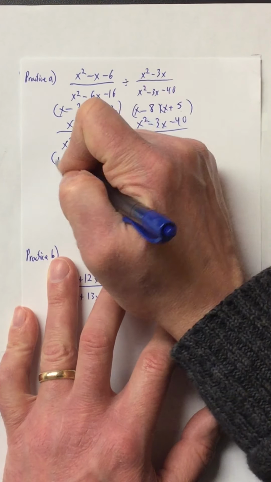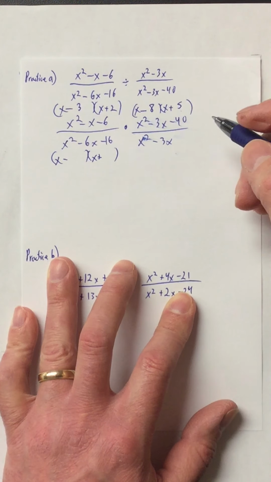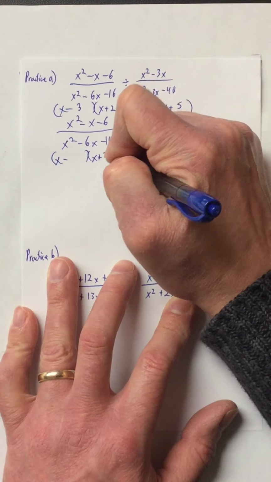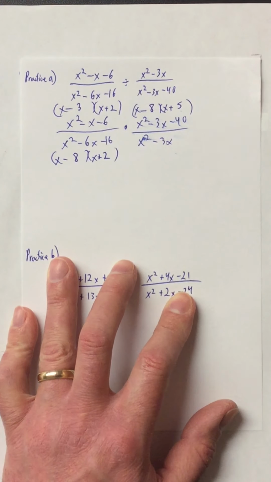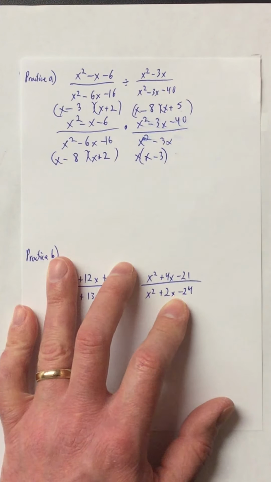All right, over here, x and x, negative and plus, because that's negative. All right, 16 looks like a positive 2 and a negative 8 to give us that. Over here, we simply pull out an x, and it looks like that.